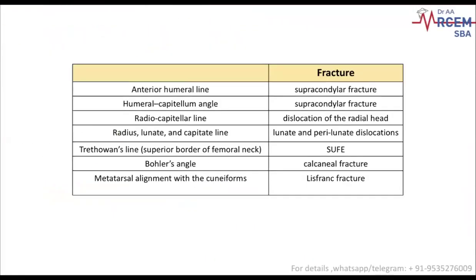So these are the various lines what you need to be aware of and which are important, can be tested in the examinations. For example, Bohler's angle used for calcaneum fractures, the 3 to 1 sign used for slipped upper femoral epiphysis. Radius, lunate, and capitate line, they should be in alignment. Otherwise, lunate or perilunate dislocations can be seen. Radiocapitular line, we read it is for the radial head dislocation. Humeral capitulum angle or anterior humeral line, both are for supracondylar fractures.